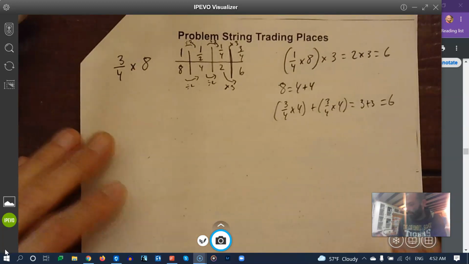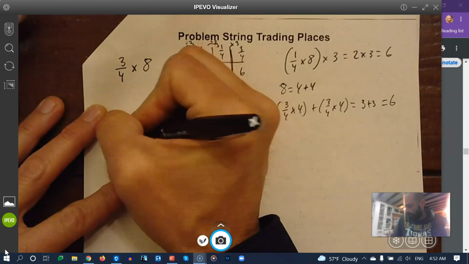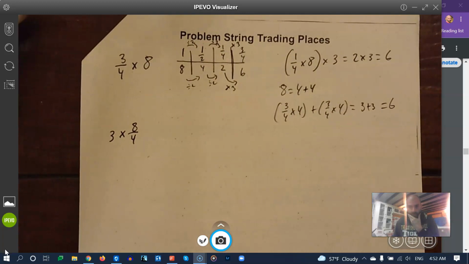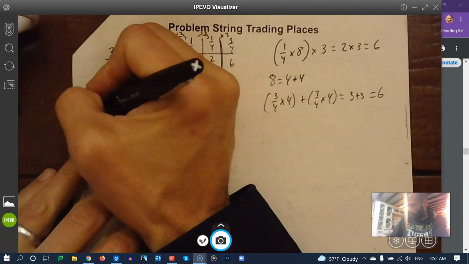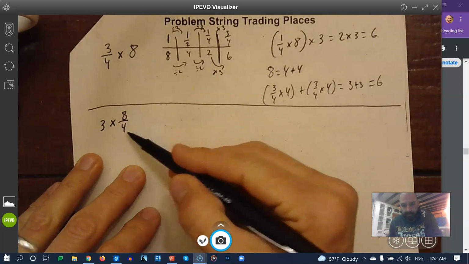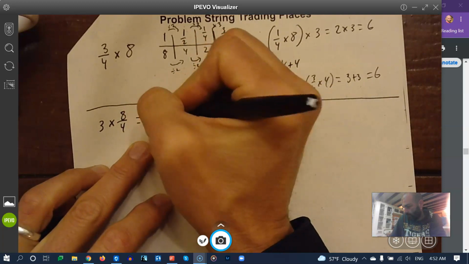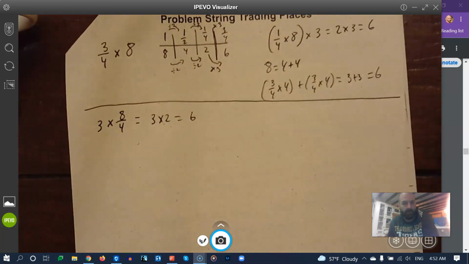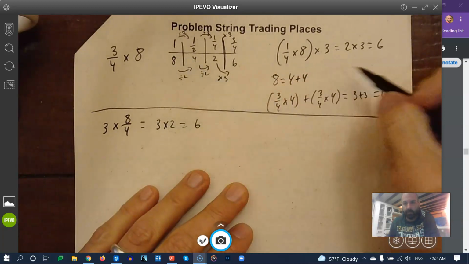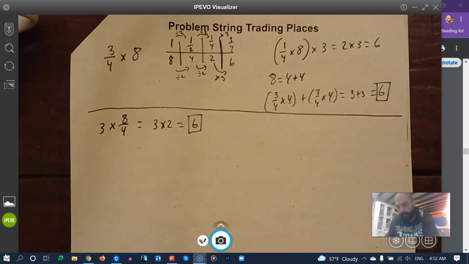All right, the next problem we're going to look at is 3 times 8/4. Go ahead and pause and solve. Okay, so you may have noticed, and hopefully you did, that this is 8 divided by 4. So really, all we're looking at here is 3 times 2, and that equals 6. If we look at the answer, we see that our answer up here is 6. The answer up here is 6. So what's going on?